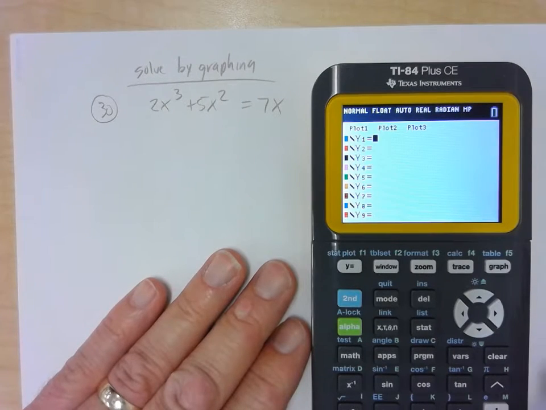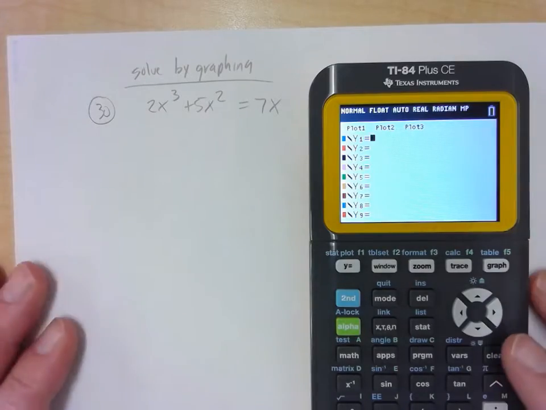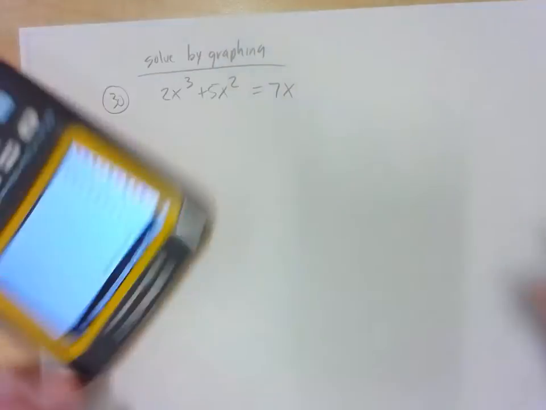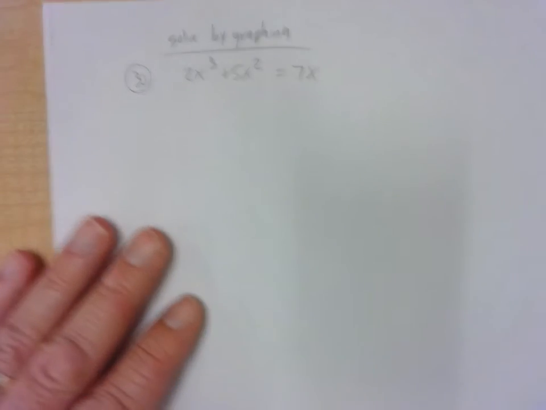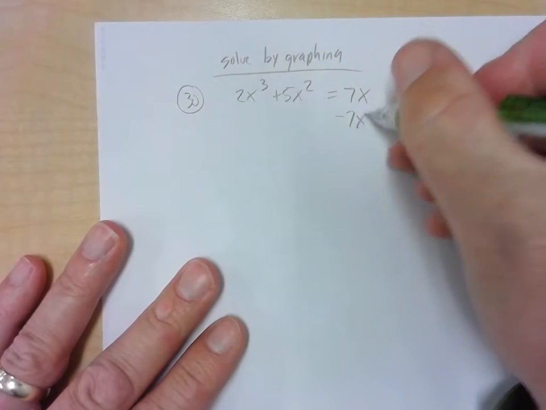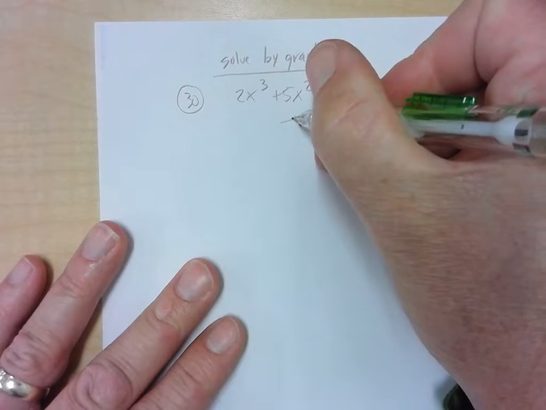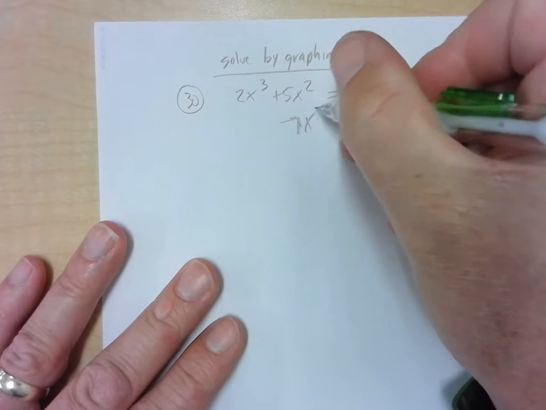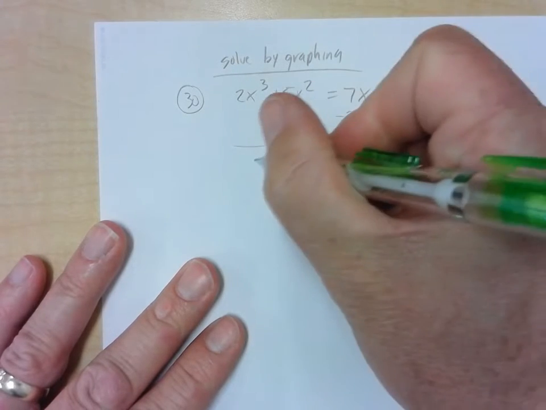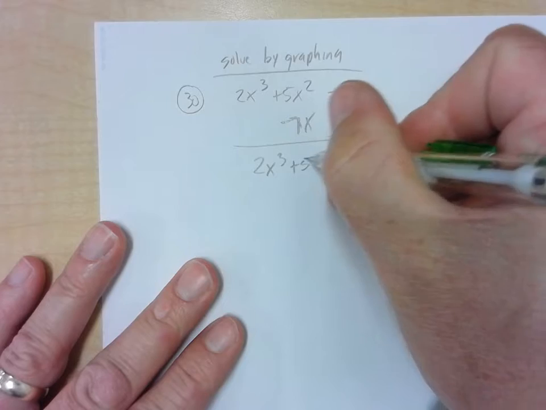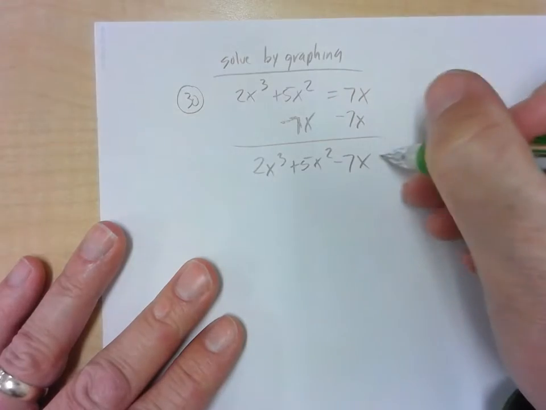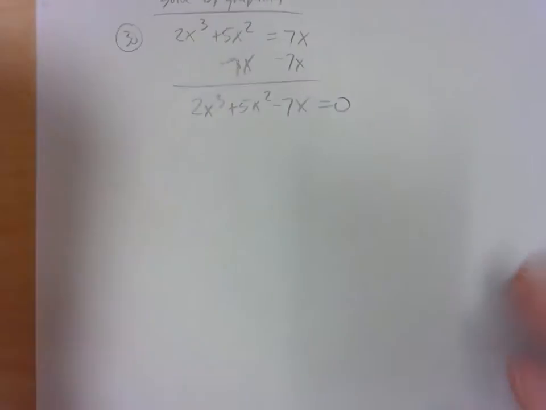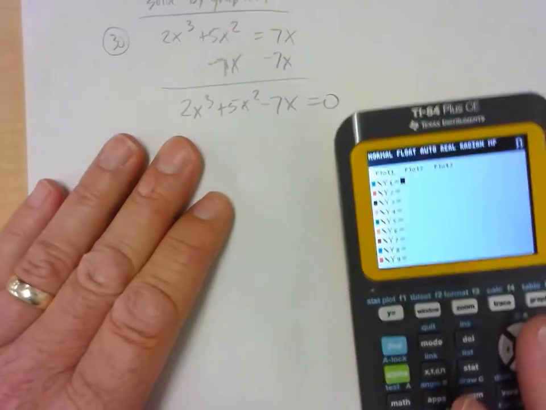Okay, typing it in. Oh, but before we type it in, we're going to set it equal to 0. Whoa, spinning calculator. Subtract over the 7x. We get 2x cubed plus 5x squared minus 7x equals 0. So we got to set it equal to 0 because we're going to find the zeros of the function where it crosses the x-axis.